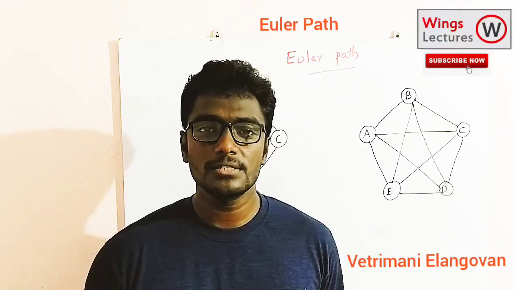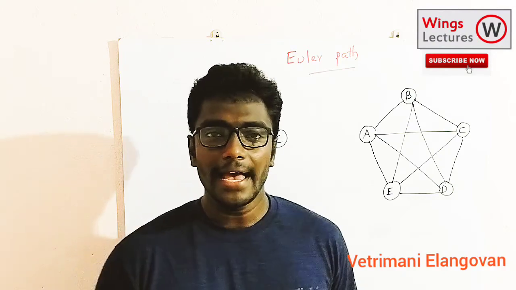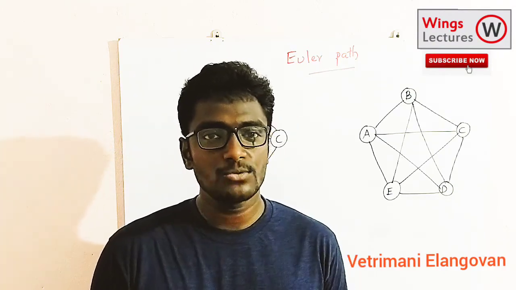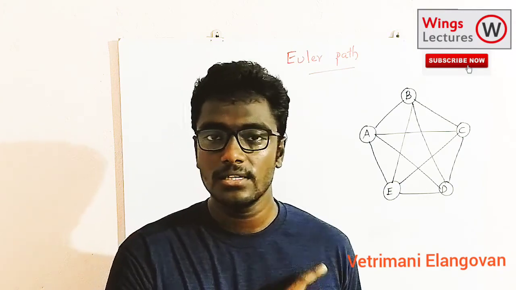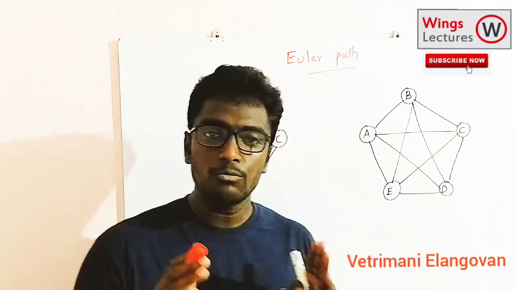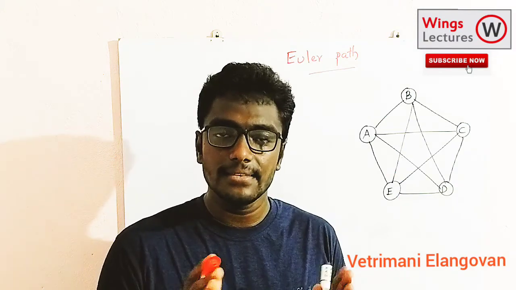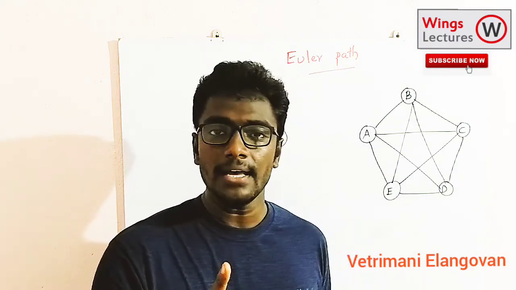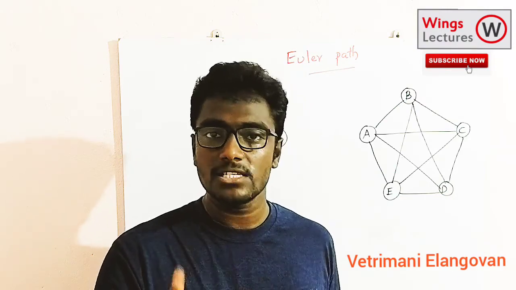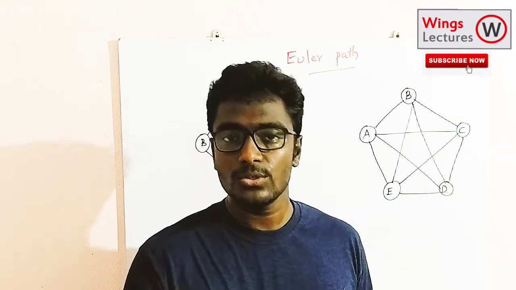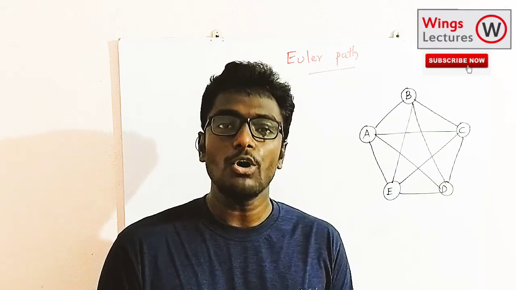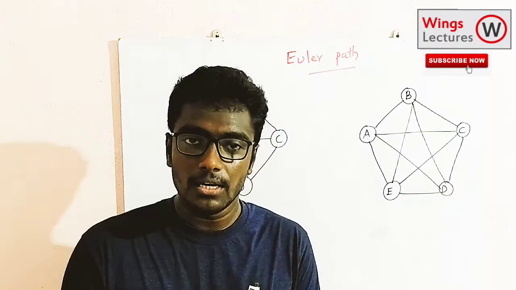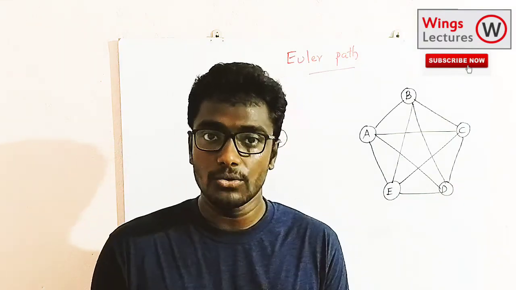In this video, we're going to see about Euler's path. A path in a graph is called Euler's path if it satisfies two conditions. The first condition is that you have to visit all the edges in the graph exactly once, so you cannot repeat an edge or travel on the same edge twice. And the next one is that you have to visit all the vertices in the graph also. It's slightly different compared with a Hamiltonian circuit.